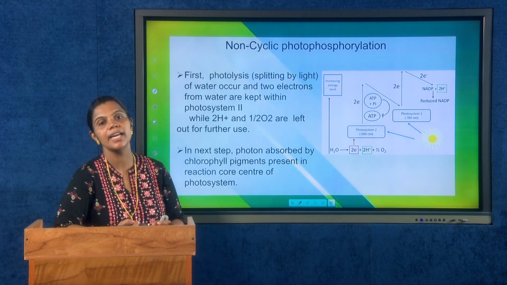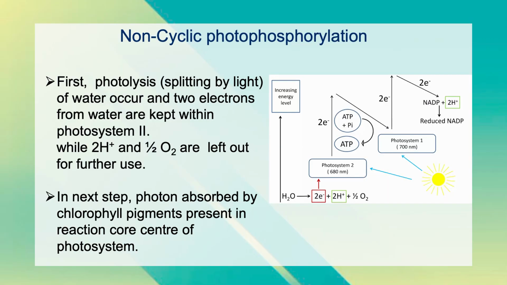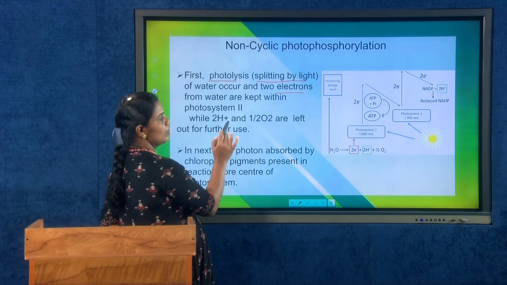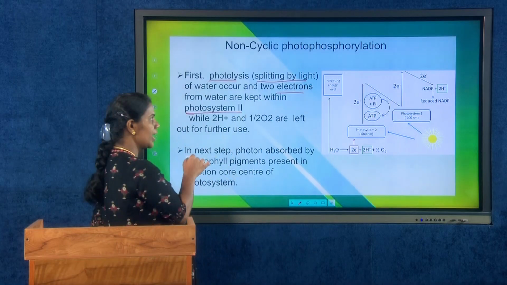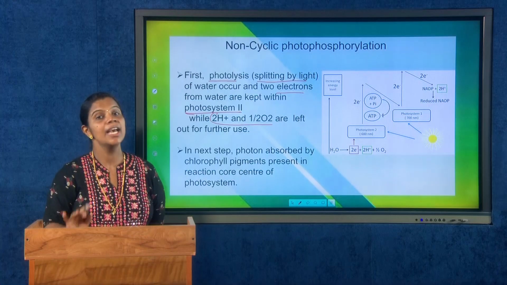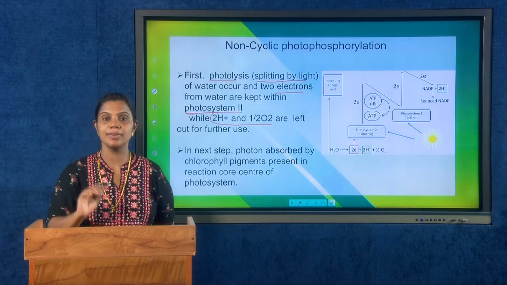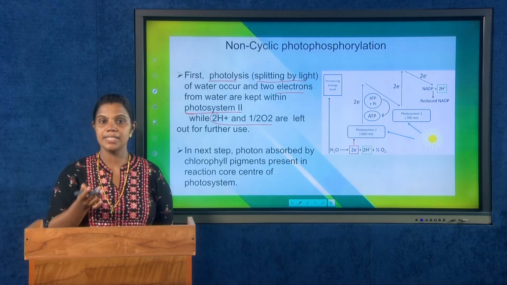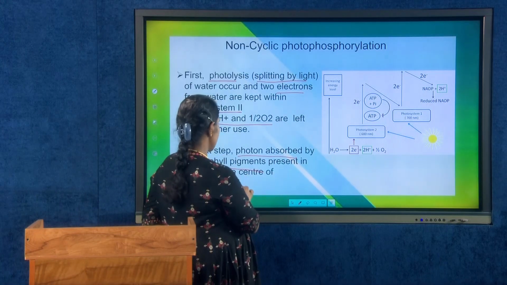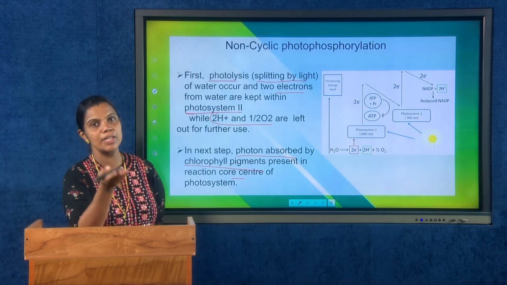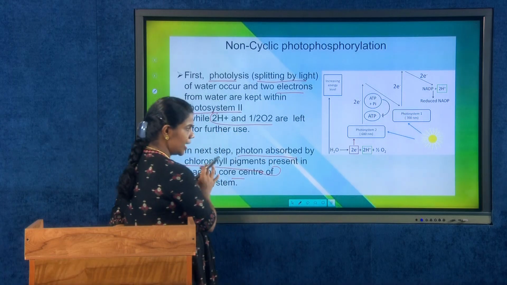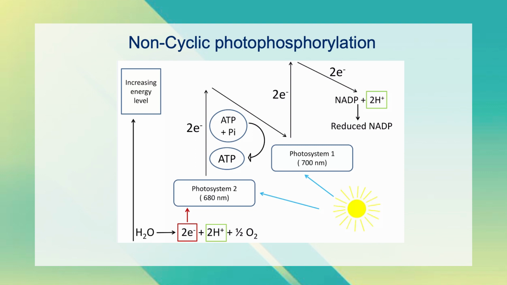The first step in non-cyclic photophosphorylation is the photolysis, or the splitting, of water by light. We get electrons by the splitting of water, and these are kept within photosystem 2, while the protons generated are left for further use. In the next step, the photon is absorbed by the chlorophyll pigments present in the reaction center of the system. The first step is the photolysis of water; the second step is the absorption of light by the reaction center.